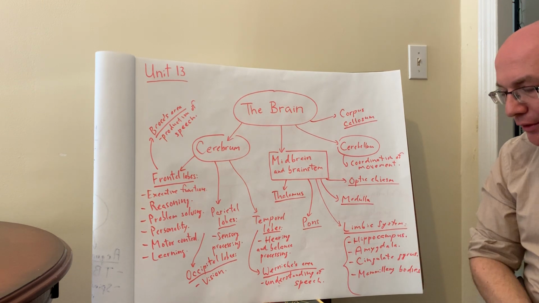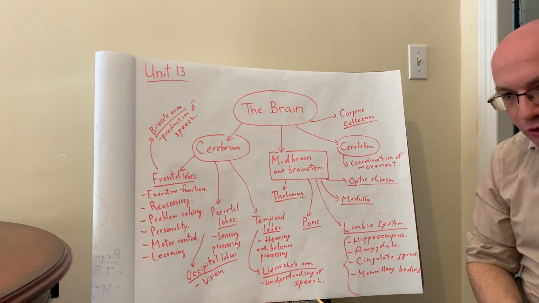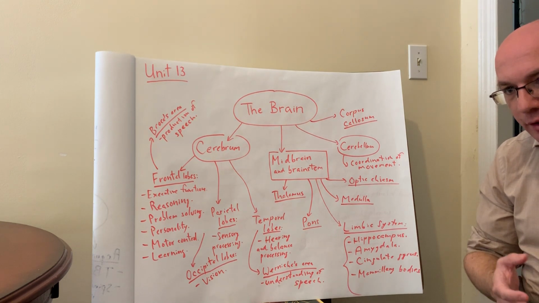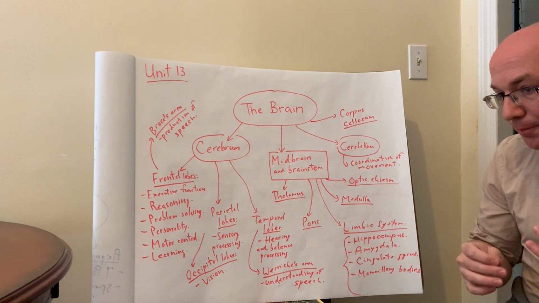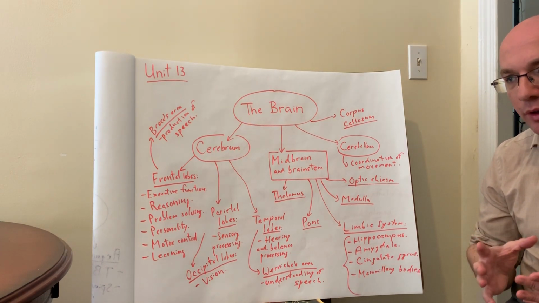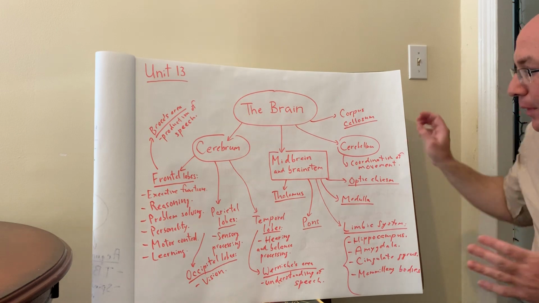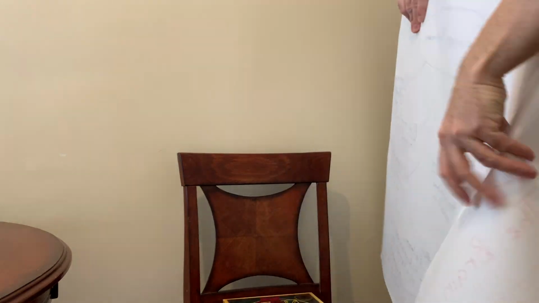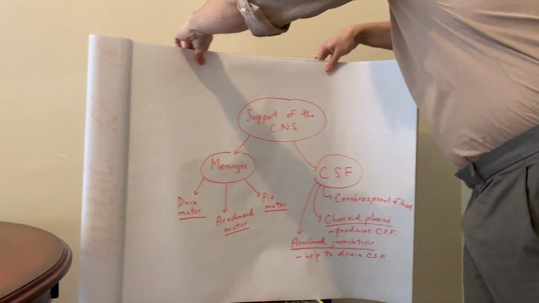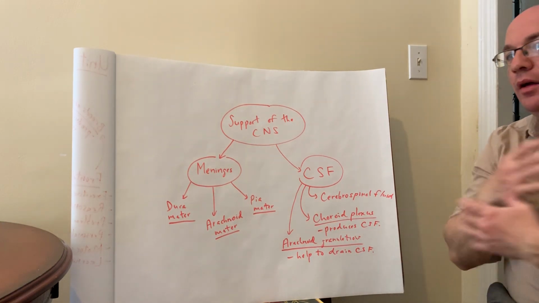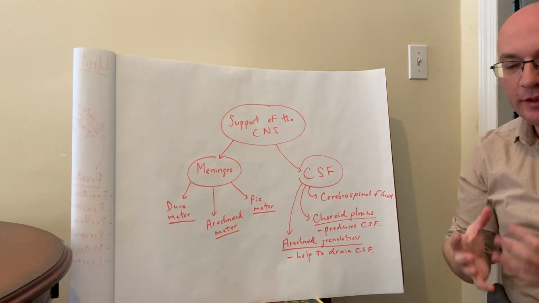Again, for all of these areas, make sure to look at illustrations in the book to see what the brain looks like from different angles, and keep in mind also how the brain is actually protected and supported. So on the next page, you're going to see what is the primary way that the brain will be assisted in its function.